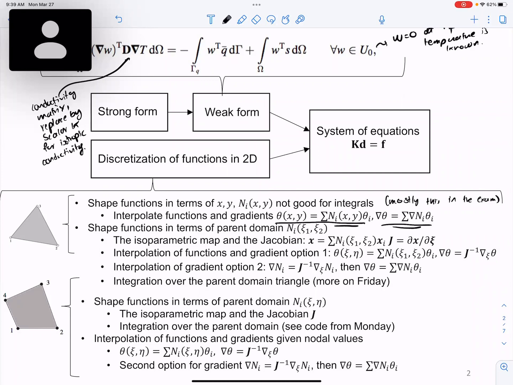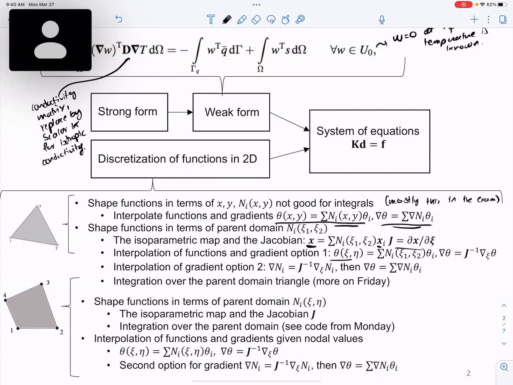Now, this is not very convenient for integration, as you probably saw for problem 3. If you actually want to do the integral, then you can get an ugly integral with the 2 lines, for instance. So if you want to do integrals, it's better to map things to the parent domain, to these psi eta coordinates or psi 1, psi 2 coordinates. That has its own problems. And so even though the shape functions look really, really easy, the problem is that now you need to interpolate both the geometry and the temperature. So you can interpolate the x coordinates as the sum of the shape functions times the nodal coordinates. And then you need to get the Jacobian, which is this 2x2 matrix that is in the lecture notes.